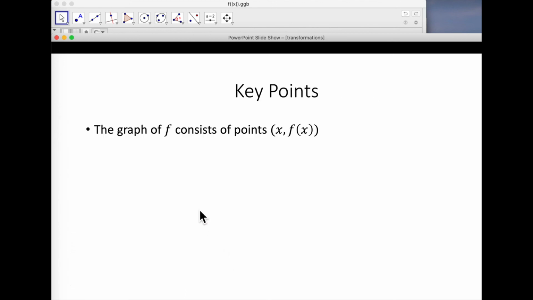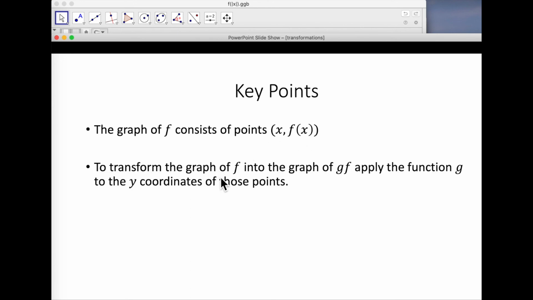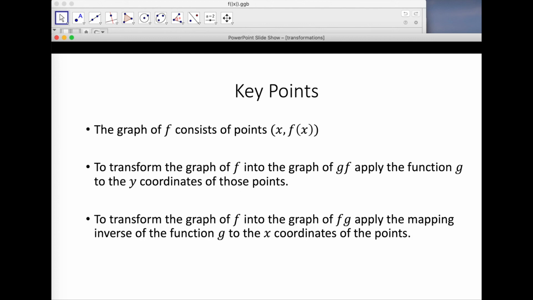So there we are. The key points are to remember that the graph of f consists of the points x, f of x. To transform the graph of f into the graph of gf, we apply the function g to the y coordinates of these points. To transform the graph of f into the graph of fg, we apply the mapping inverse of g to the x coordinates of the points.